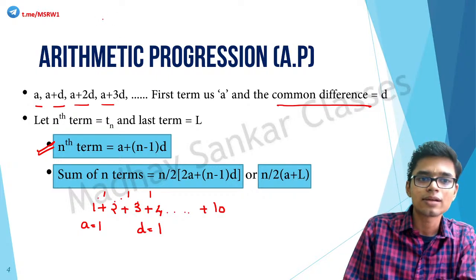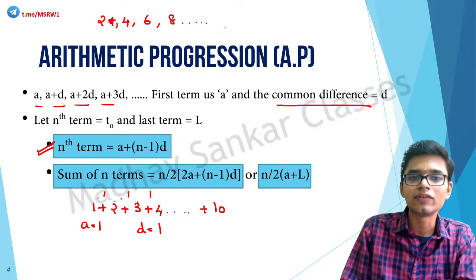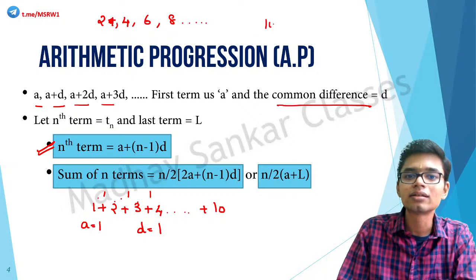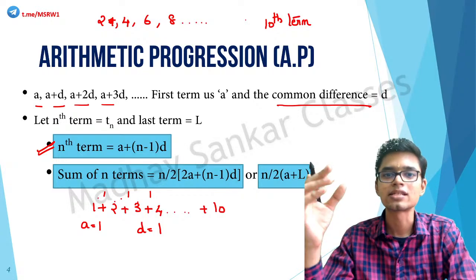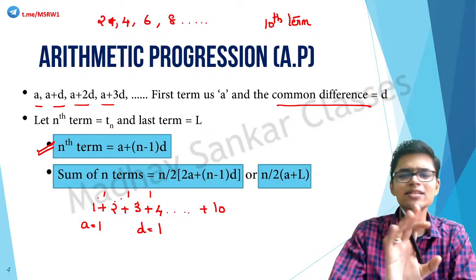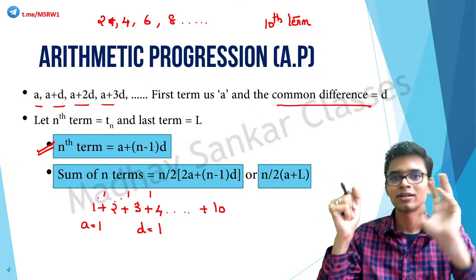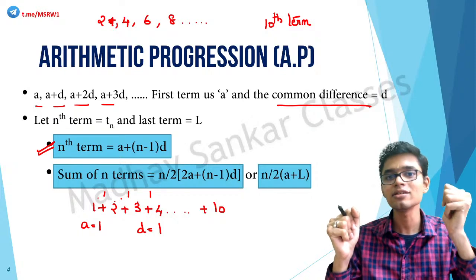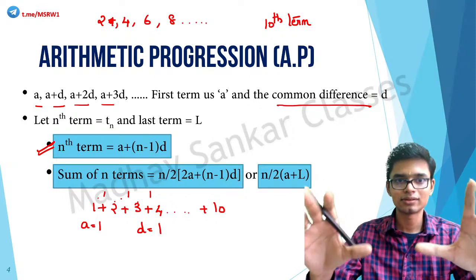Suppose the series is 2, 4, 6, 8, and it goes on like that, and we are asked to find the 10th term of this series. This is a very simple series, so even without the formula, you can easily find it by calculating: 2, 4, 6, 8, 10, 12, 14, 16, 18, 20. So the answer is 20. This is very easy, and I am giving it to you as an example.